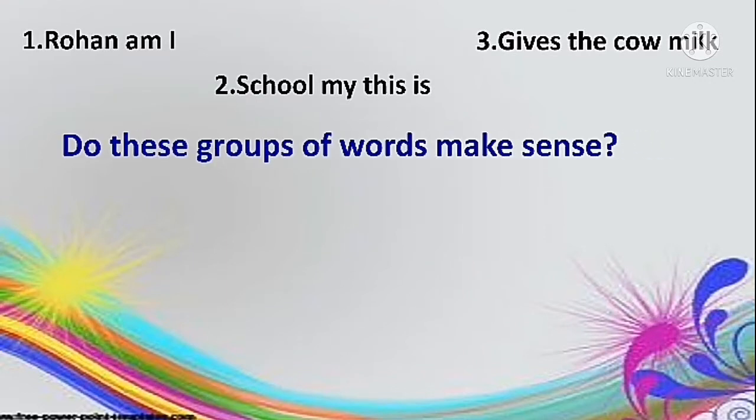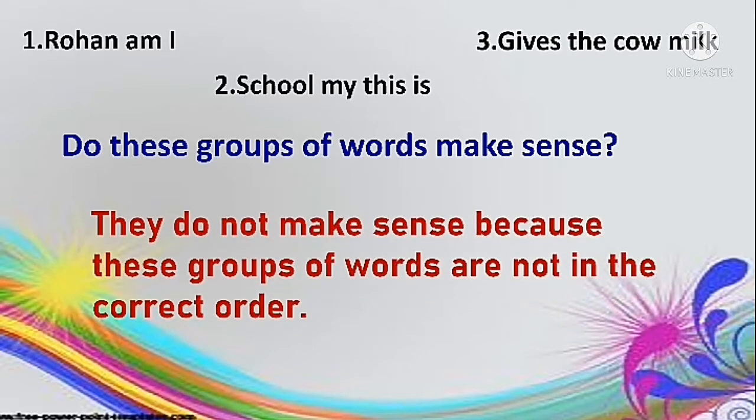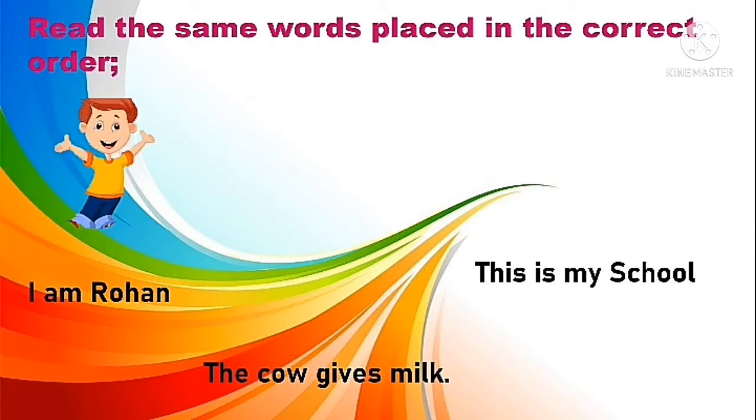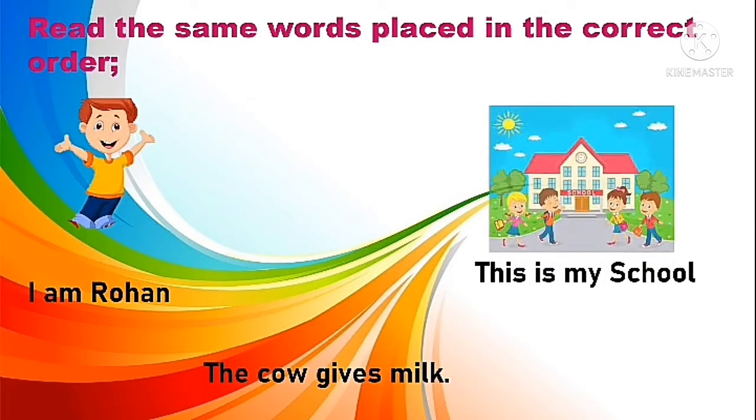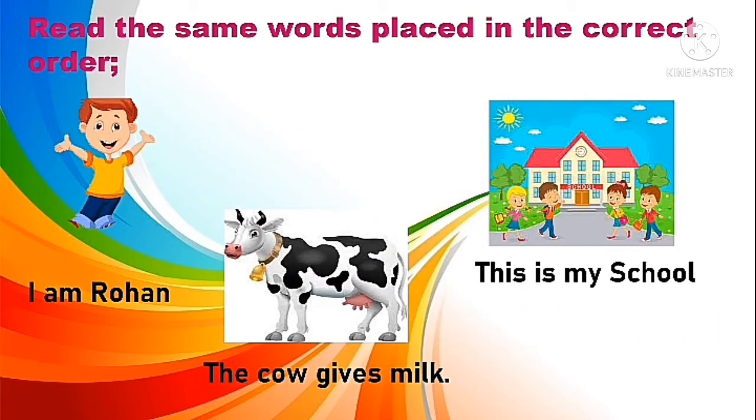Children, do these groups of words make sense? No, they do not make sense because these groups of words are not in the correct order. Read the same words when placed in the correct order. I am Rohan. This is my school. The cow gives us milk. Now, these words make complete sense and have meanings. They are called sentences.